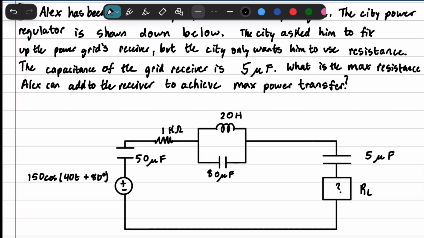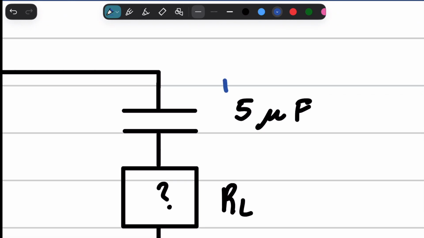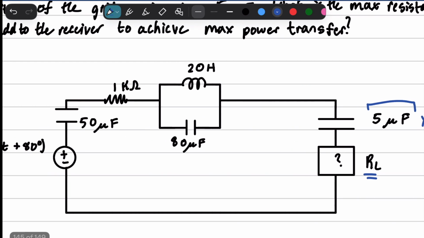I think that this makes it a little unclear right here. Wants him to only use resistance, given the fact that there already is a reactance, a capacitor that's been attached to this. So essentially we're just trying to say that with a fixed XL, what is the RL that we can add that will make the max power transfer?